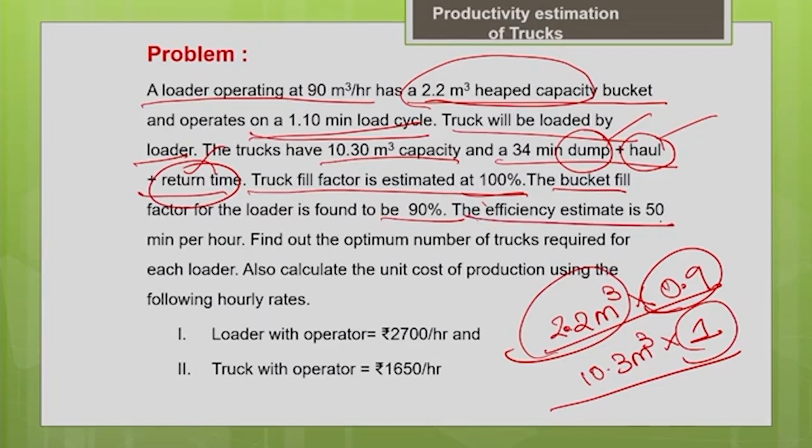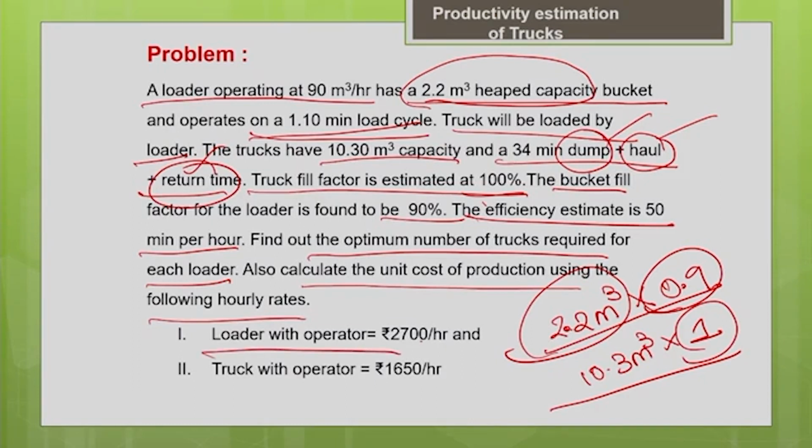The efficiency estimate is 50 minutes per hour. Okay, the job efficiency is given. That means the machine is working for 50 minutes in an hour. Find out the optimum number of trucks required for each loader. So, we are going to find the balanced number at which the productivity is going to be optimum. Also, calculate the unit cost of production using the following hourly rates. Okay, the hourly rate or the hourly cost associated with the loader, including the operator cost, is given as rupees 2700 per hour, and for the truck it is given as rupees 1650 per hour.